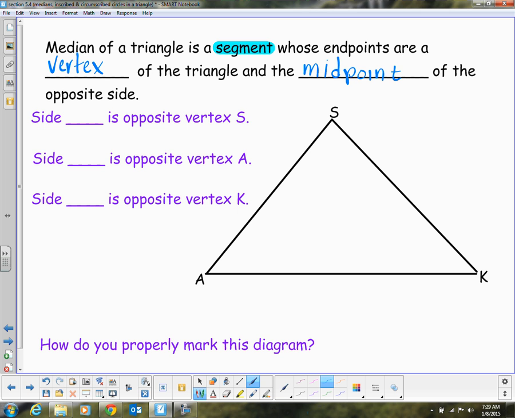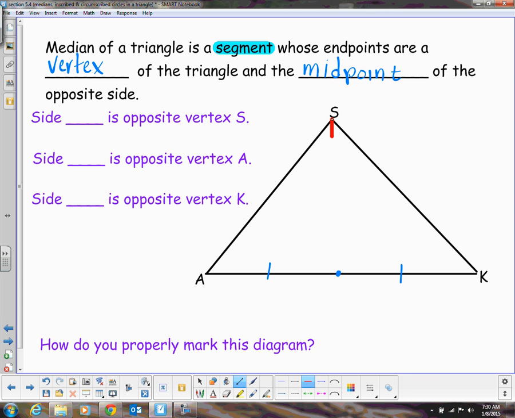Where we're headed tomorrow, you will have to, on your test, identify a median, and you will have to identify an altitude. You have a test like Thursday or Friday next week. If I find the midpoint of AK, how do I mark that this is a midpoint? Everybody in here knows this. I put a tick mark here, and I put a tick mark there. So a median starts at a vertex and goes to the midpoint of the opposite side. That's a median. It is not necessarily perpendicular.